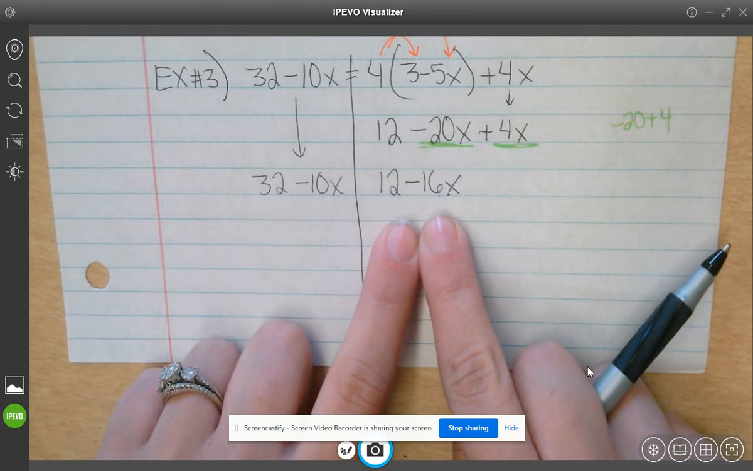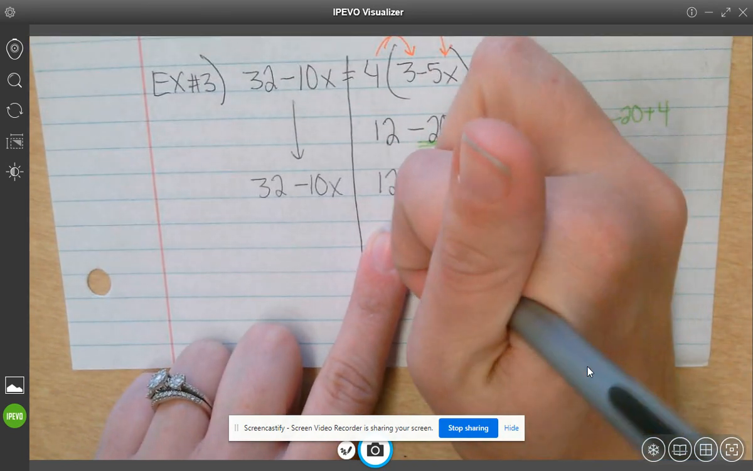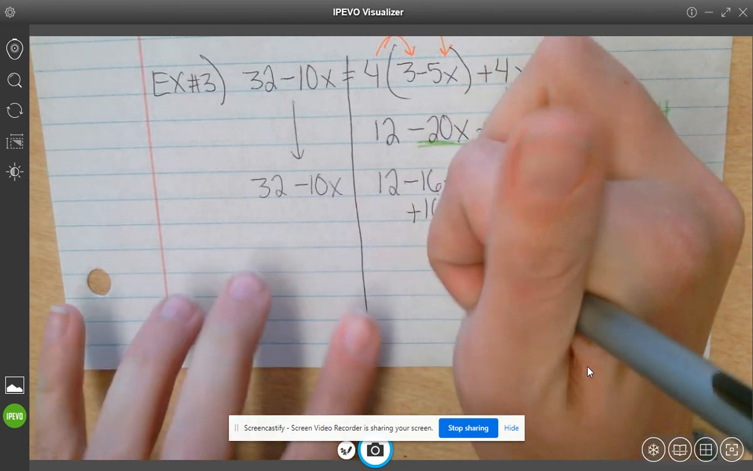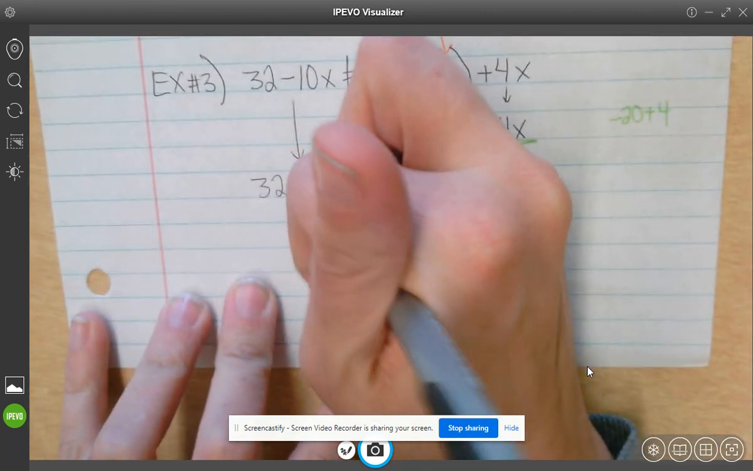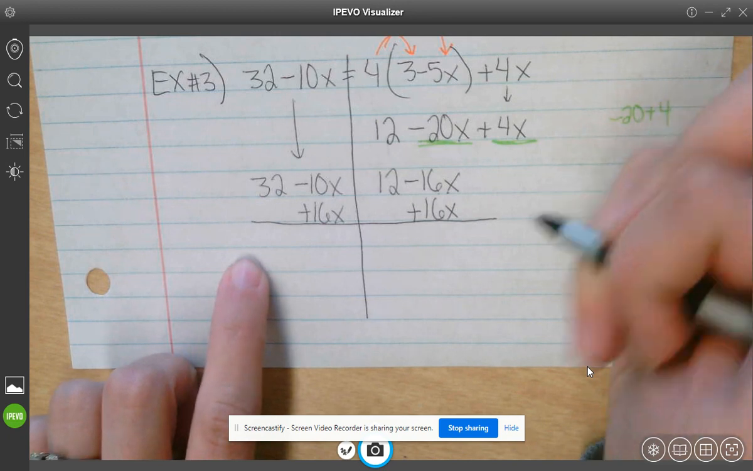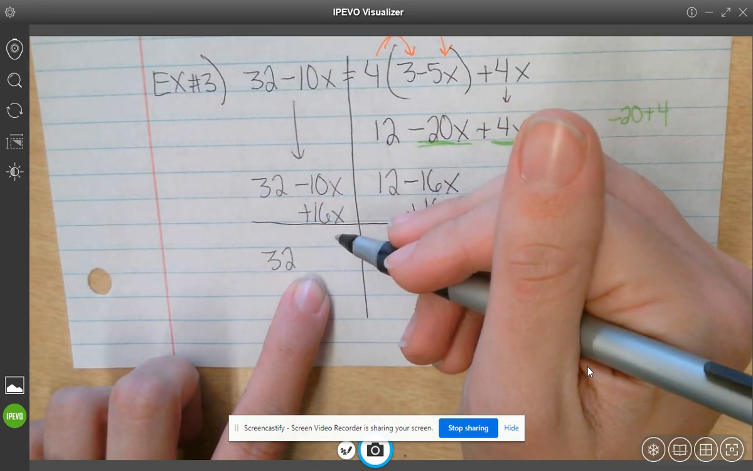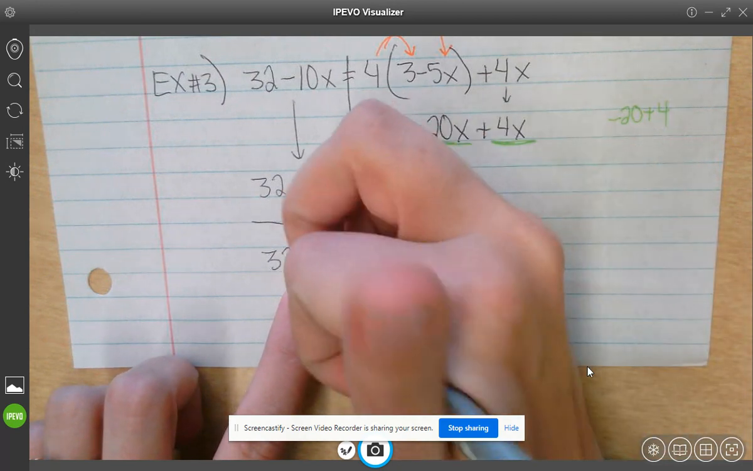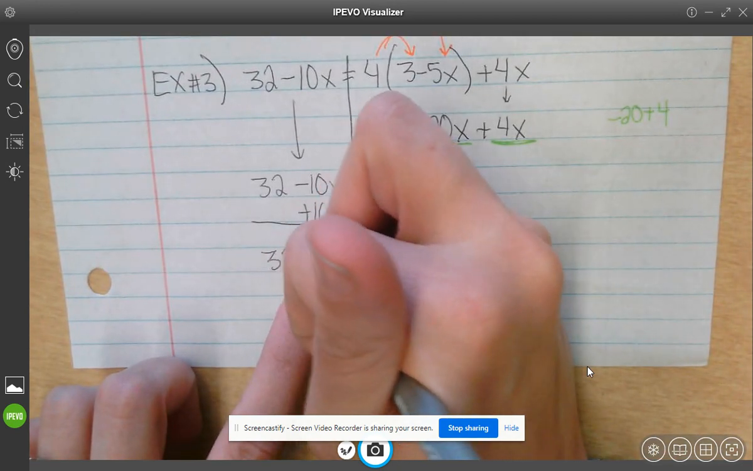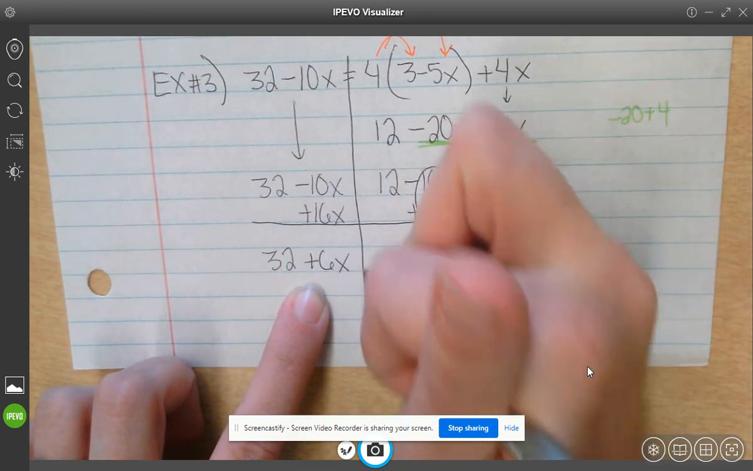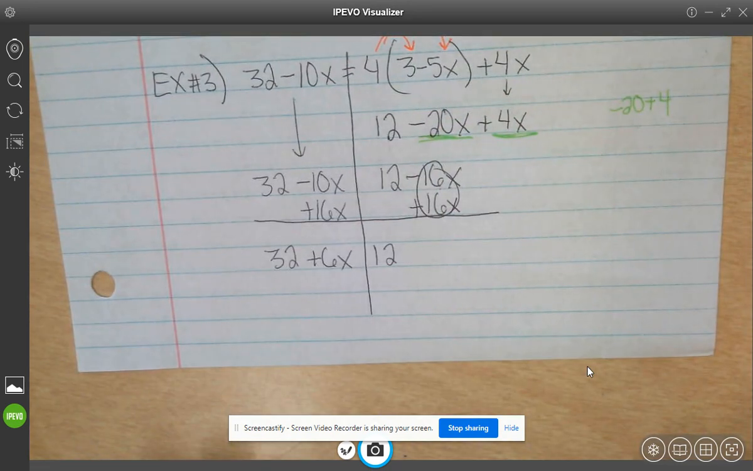My first hour wanted to add 16x to the side. So I'm adding 16x because that's the only way to make it 0. Reset. So 32 minus 10 plus 16, that's going to bring me to a positive 6x. And then I just have 12 left on this side.